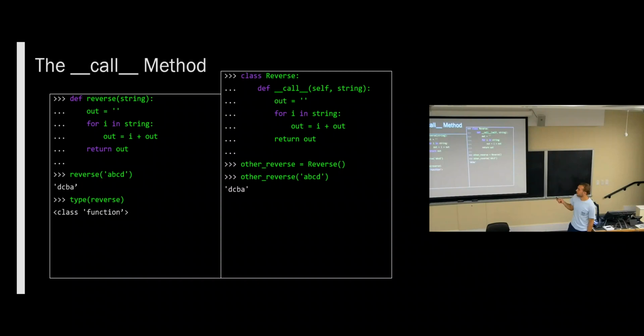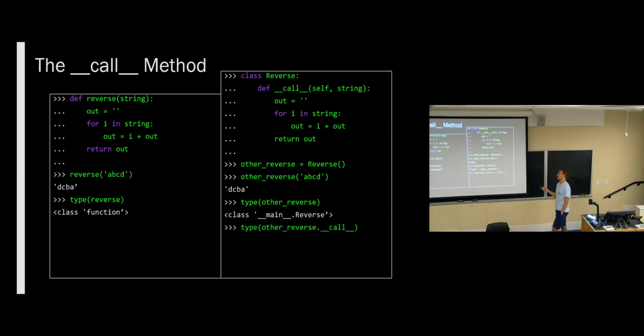So, if we get the type of reverse, we get function, and that's kind of what we expect. If we get the type of other reverse, what do you guys think? What do you expect? Reverse. Yeah, obviously, because this is just an instance of this class that we just instantiated. We better get reverse, and yeah, we do. What's the type of other reverse dot dunderCall? Method. Because call is a method on this object.